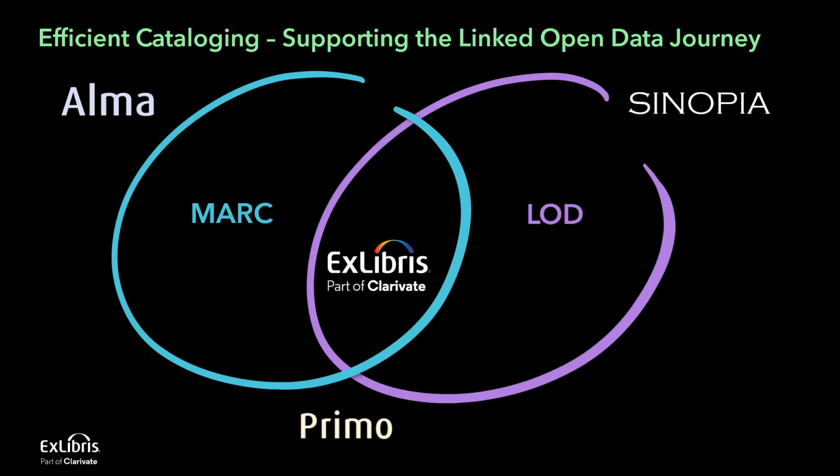So if you're using MARC, you can stay with the regular cataloging in Alma, have your MARC records in Primo and discoverable, or if you're using BibFrame, you would catalog in Sinopia and send it to Alma, and it will merge into the workflow with the MARC records.